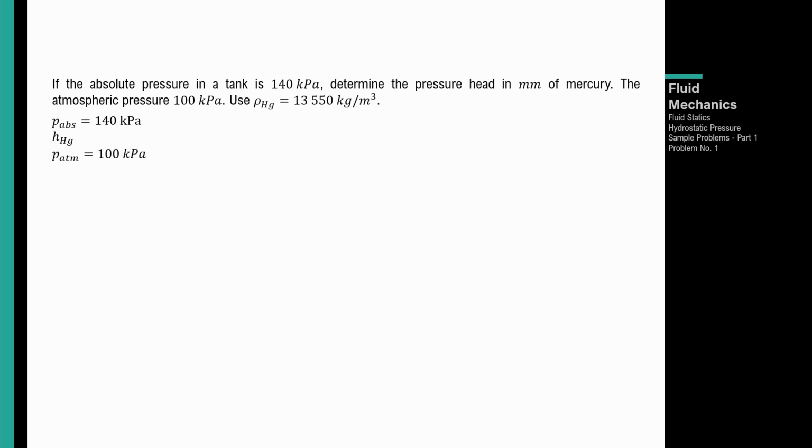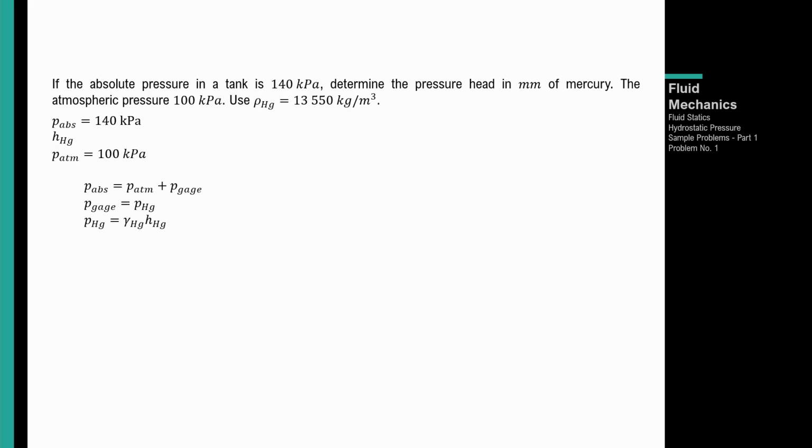So yung given, absolute pressure na 140, hahanapin kung ano yung equivalent pressure head in millimeters of mercury. So, denoted yun ng H and then mercury, so Hg. At given din yung atmospheric pressure na 100 kilopascals. So, absolute pressure equal yun sa atmospheric plus gauge pressures. At yung gauge pressure, dito sa problem na to, in terms of mercury, kaya pressure ng mercury.